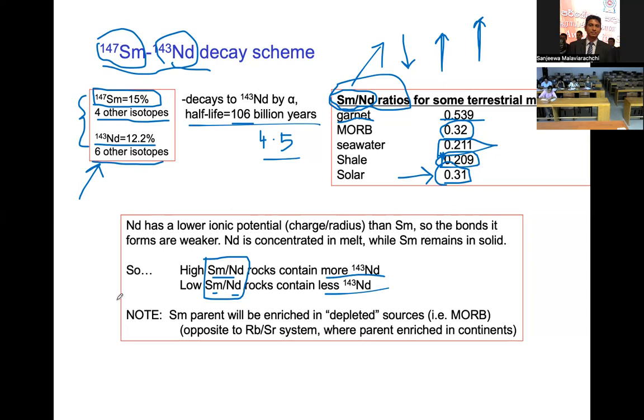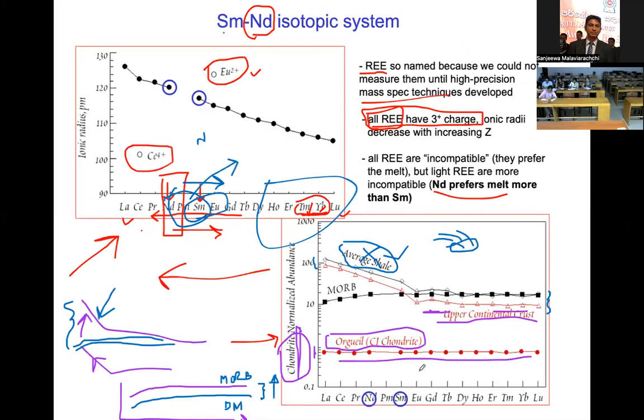Okay, do you understand this note? This one I already explained. The parent samarium element will be enriched in depleted sources. What are the depleted sources? Do you remember we talked about depleted mantle, right? So MORB, depleted. So all these are depleted sources. Why do we call them depleted sources? They are depleted compared to the continental crust. Only compared to the continental crust do we consider these depleted material.